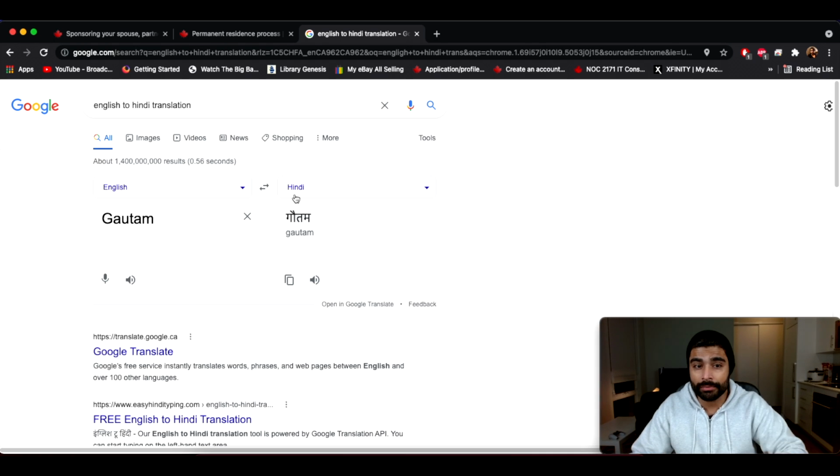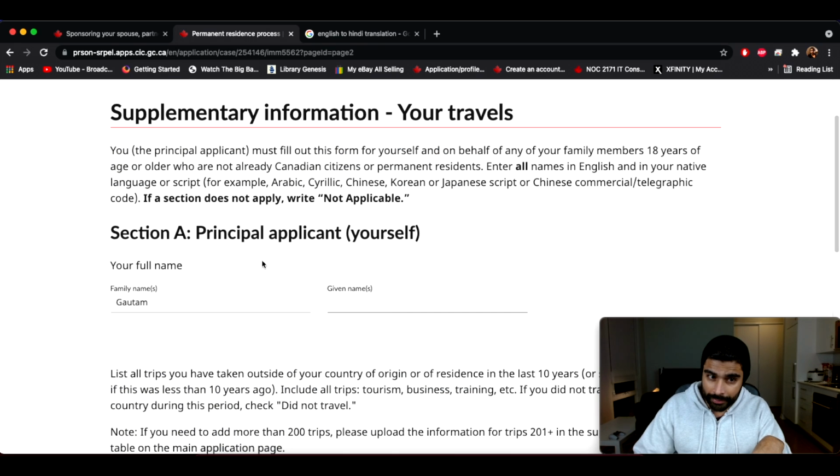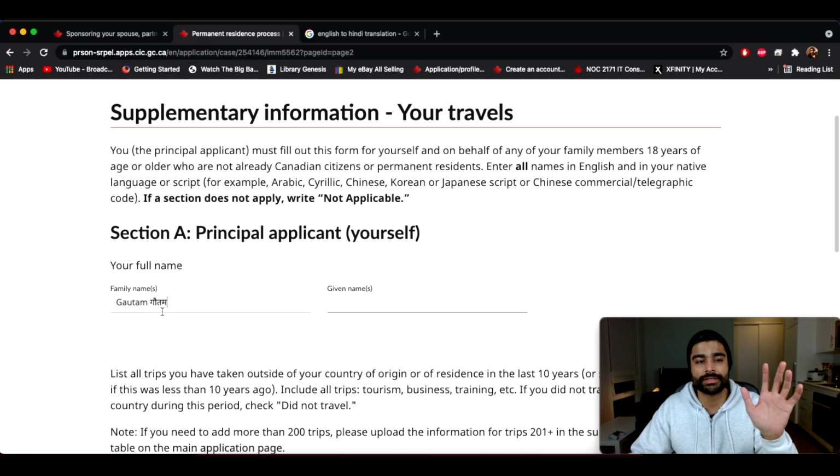So this is my last name. It translated the last name correctly. That is how it's written in Hindi. I'm going to click on these two double boxes. It will copy the translation to the clipboard. Then I go back to the permanent resident portal and I simply paste it here. And my last name is written in English and in the native script.